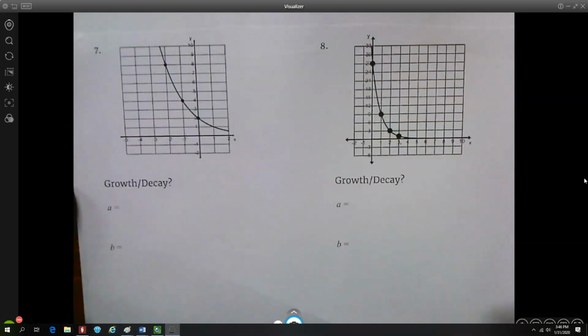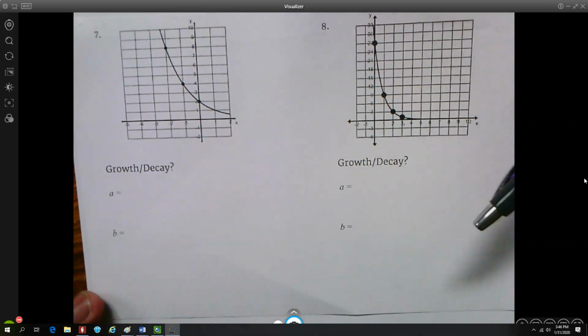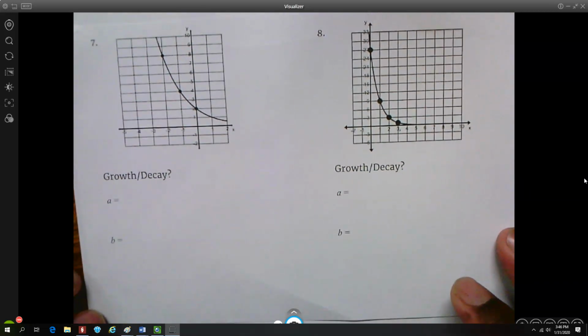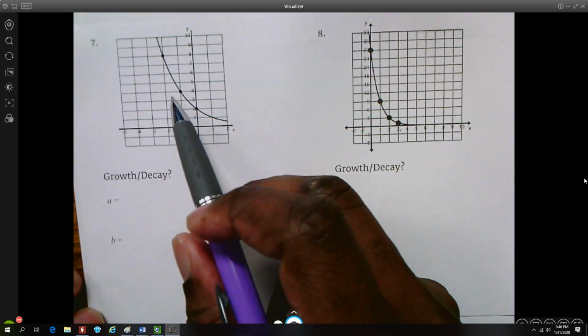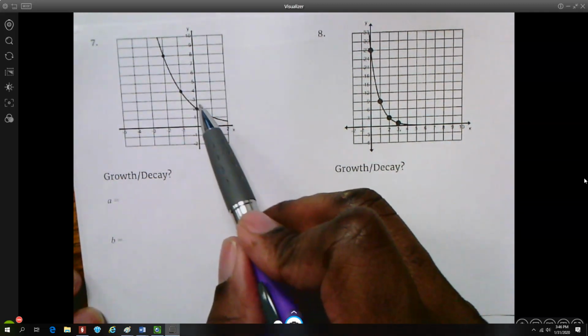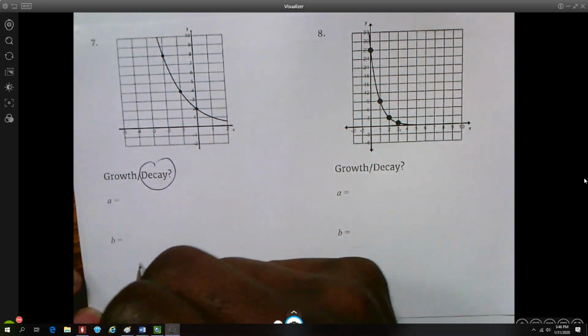So here's another one. If you actually want to find a and b, first of all, we have to decide whether or not this is growth or decay. And this is actually going downwards as I go to the right. As I go from left to right, my graph goes down. So this is a decay model.